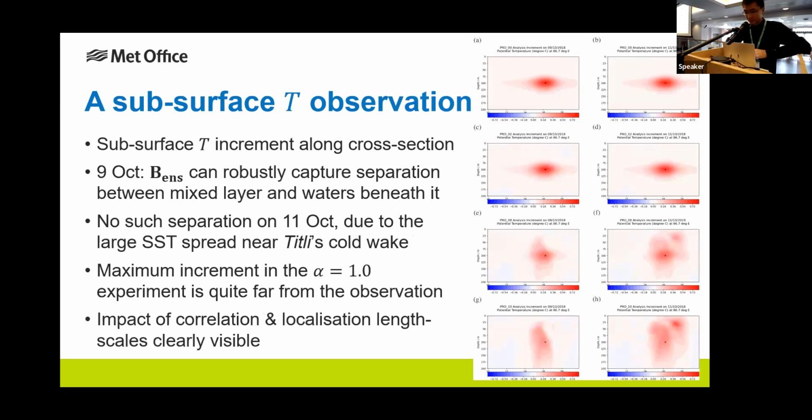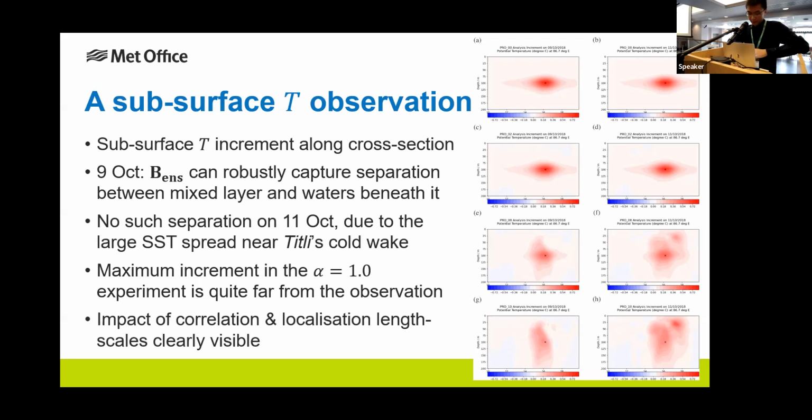And finally, we have a subsurface temperature observation. So again, I show you the subsurface temperature increment along that cross section, and this time the structure is very different. You can see in terms of the horizontal and vertical scales how the increment changes as the alpha is varied.